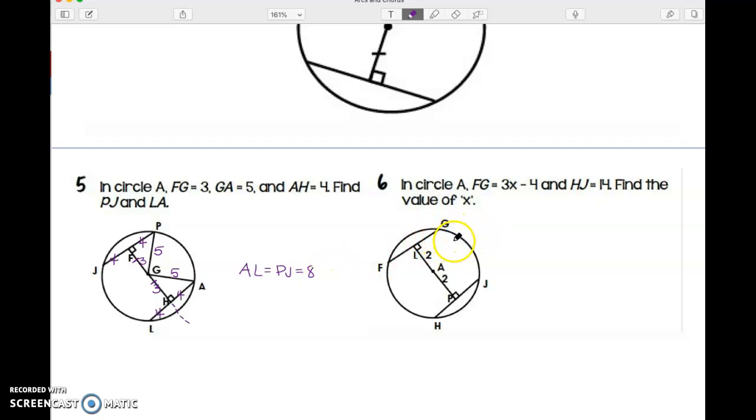Number 6, in circle A, FG is equal to 3x minus 4, so the entire chord, and H to J is 14. They tell us that these two segments are 2. They're perpendicular, so they're the same distance away. That means that the chord lengths must be congruent based on our theorem. So we can set 3x minus 4 equal to 14. Solve for 18, and x is equal to 6.